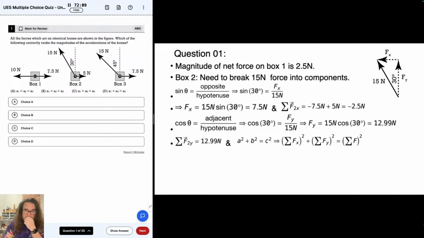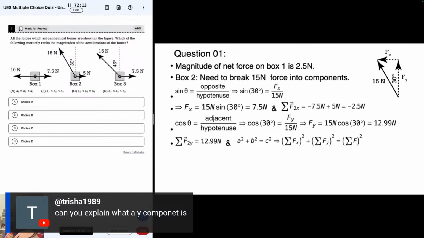So real quick, I got this question: can you explain what a y component is?